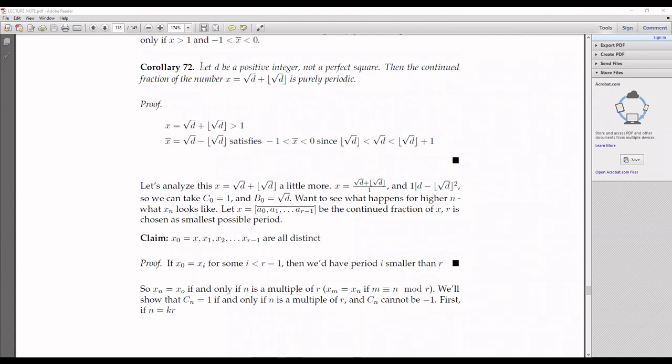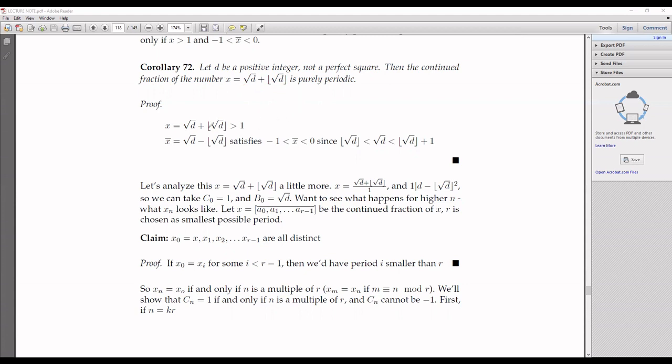A direct corollary to the theorem we just proved: let d be a positive integer, not a perfect square. Then the continued fraction of this interesting number is purely periodic. Okay, this is a very interesting number, right? You're taking the square root, so this is a very, very irrational number. And they're taking the floor of that number and adding it to the original irrational number to make a nice looking irrational real number. And they're claiming that the continued fraction of this guy is purely periodic. So the cycle starts from a0. Let's see why this is true.